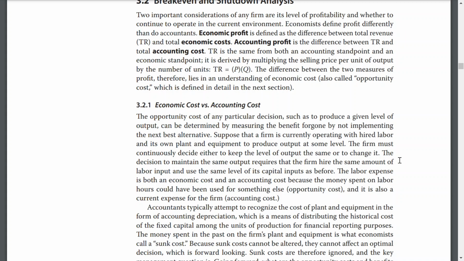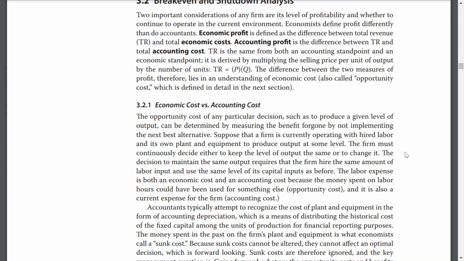The opportunity cost of any particular decision, such as to produce a given level of output, can be determined by measuring the benefit foregone by not implementing the next best alternative. Suppose the firm is currently operating with hired labor and its own plant and equipment to produce output at some level. The firm must continuously decide either to keep the level of output or to change it. The decision to maintain the same output requires that the firm hire the same amount of labor inputs and use the same level of its capital inputs as before.